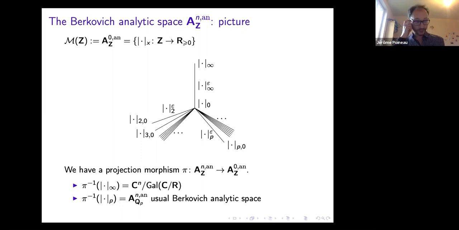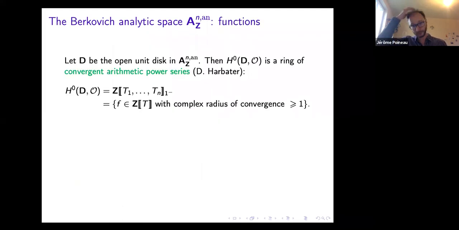So that was for the space. And something else you should remember about the analytic spaces over Z has to do with the functions on those spaces. They are basically what David Harbater called, for different reasons, since he considers similar functions, convergent arithmetic power series. And I like this name because I think it conveys quite nicely the idea.